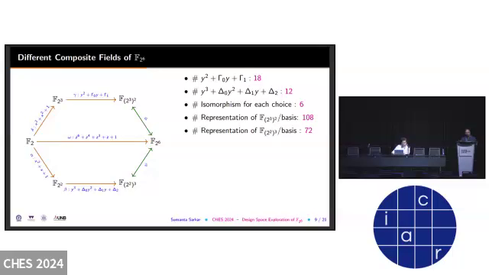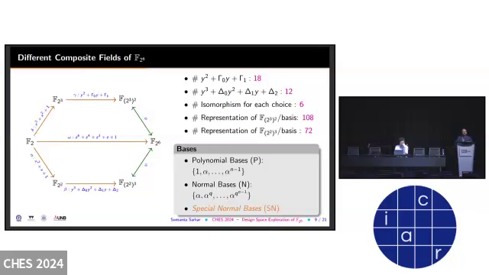It's not the whole story yet because we need to choose a basis. But if you fix the basis, if you take the first root, then you have 18 primitive polynomials and six isomorphisms. That means you've got 108 representations for F2^6. If you go down the other line, you've got 72 representations for F2^6. So now we need to choose bases. There are hundreds of bases to choose from.